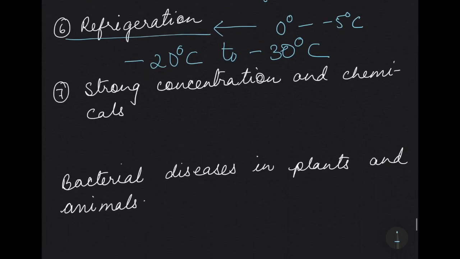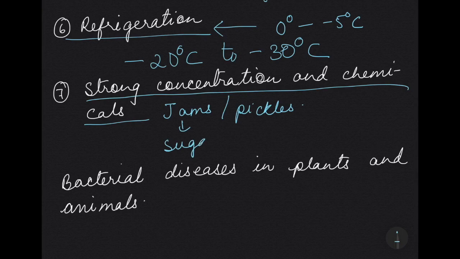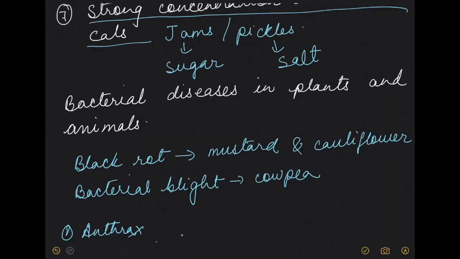Okay, now next is strong concentration and chemicals. Jams, pickles do not get spoiled because jams have a strong concentration of sugar, and pickles have a strong concentration of salt. Okay, and in some cases preservatives like sodium benzoate are also added to tinned foods and squashes.